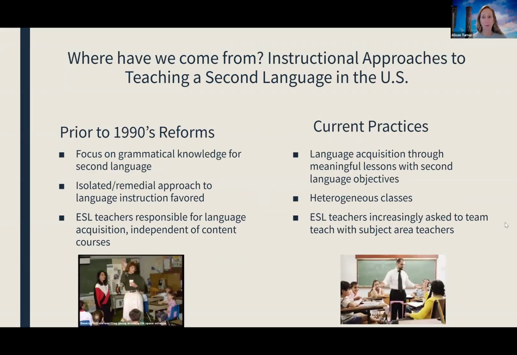All right, so where have we come from? It's always important to know the history of the field, and we're going to give you just a snapshot of that in this course. So prior to the 1990s, you might have lived this yourself in language classrooms throughout the United States. The focus really in the language classroom was grammatical knowledge, right? There was a lot of very isolated practice, fill in the blanks, translation type exercises that ultimately research has shown, and probably your own personal experience has shown, are very ineffective in terms of language acquisition, right?